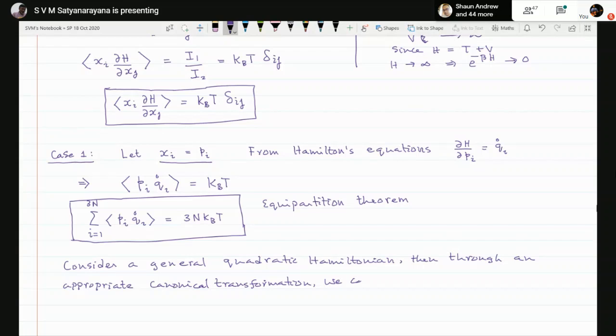we can write the Hamiltonian as, let us say H can be written as sum over j equal to 1 to, however many degrees of freedom there are, let's say 1 to f, aj into Pj square plus some bj into Qj square. Here capital P and capital Q are canonically transformed position and momentum. So every quadratic Hamiltonian can be brought to this form through an appropriate canonical transformation.